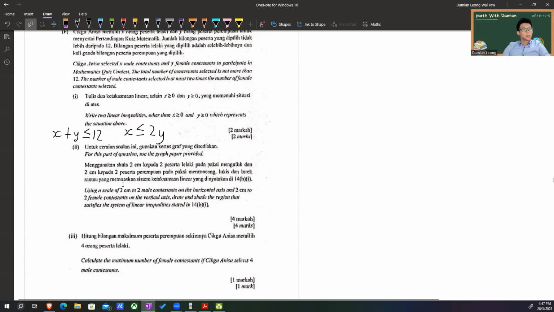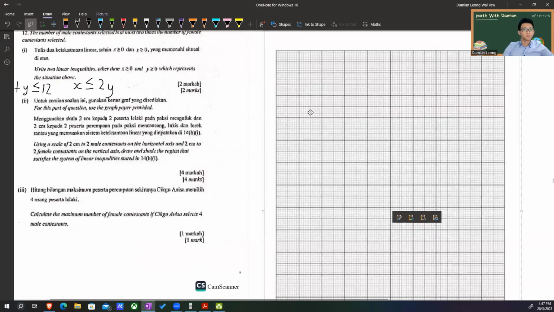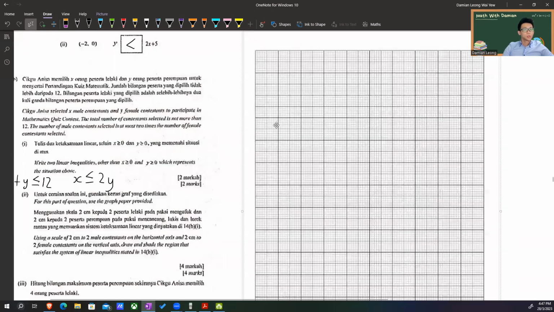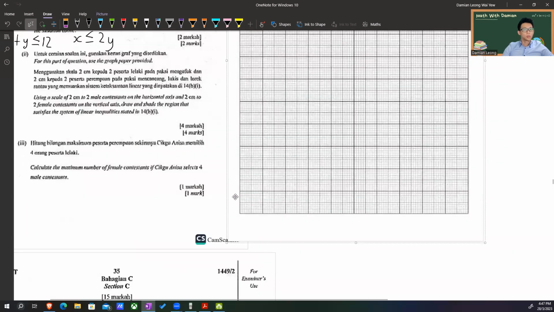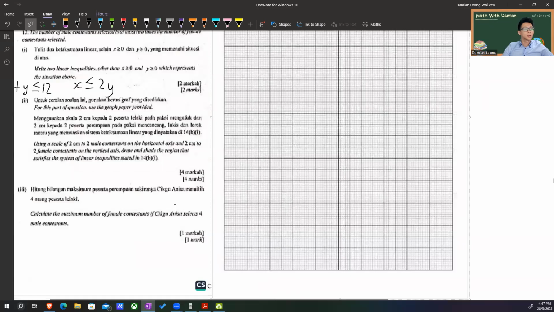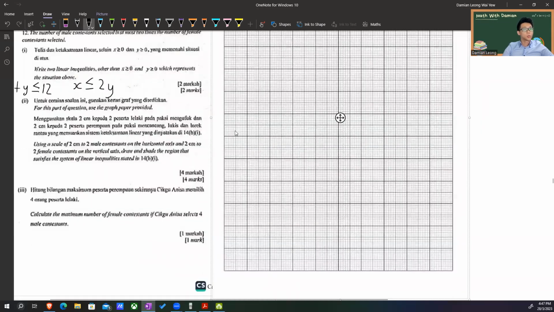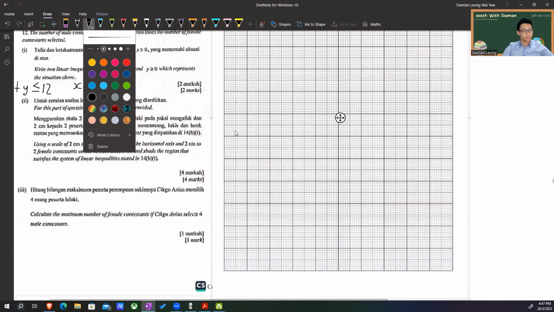So using a scale, 2 cm to 2 male contestants, 2 cm to 2 female contestants on vertical axis and horizontal axis, draw and shade the region that satisfies the system of linear inequalities stated. So I need to draw the graph here. Okay. So to draw the graph here, make sure you follow the scale. So each box 2 for both axes.